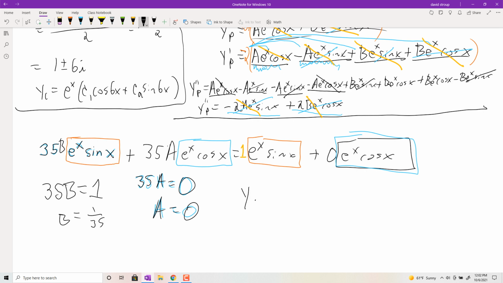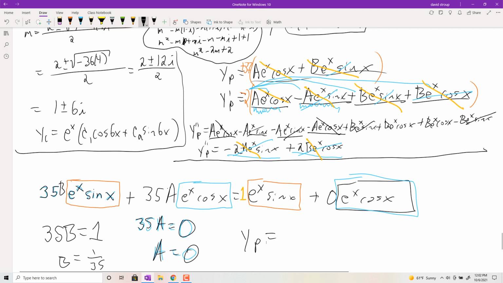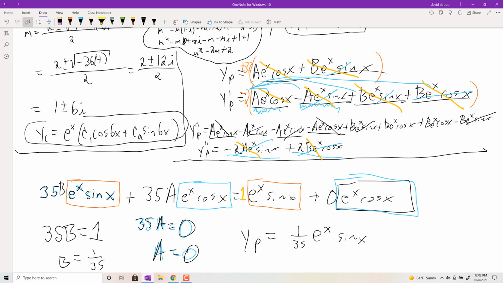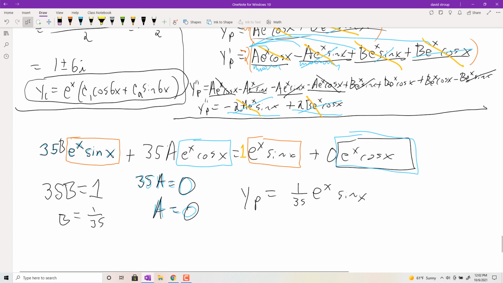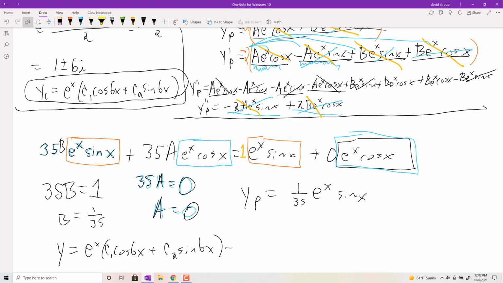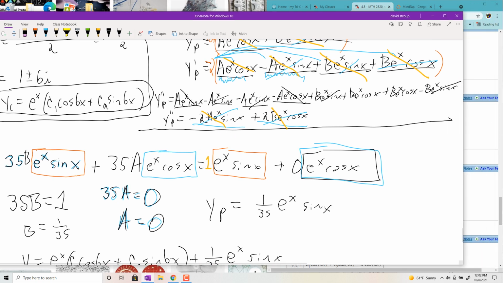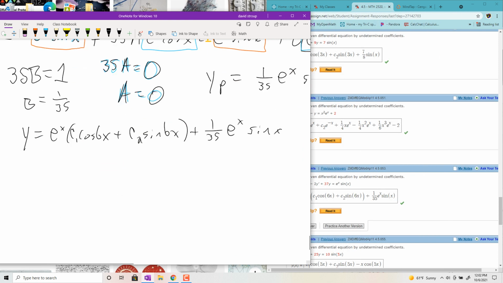So the particular solution y sub p, the first part of it is just 0, plus 1/35 e to the x sine x. And then we want to add that into the complementary solution, which is sitting over here, and that would be our answer. Okay, so our answer, y equals e to the x times c1 cosine 6x plus c2 sine 6x plus 1/35 e to the x sine x. And as usual, you cross your fingers, whatever you do for luck, and hope it's right.